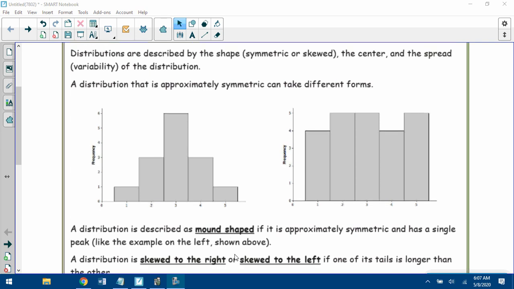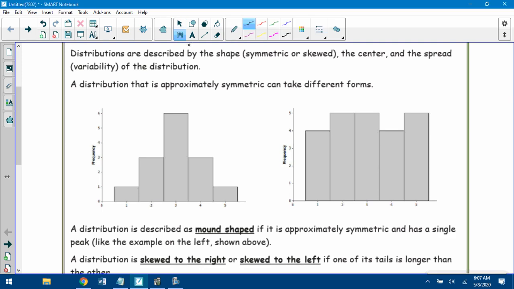The distribution is described as mound-shaped if it's approximately symmetric and has a single peak, like the example on the left. So another word for mound shape that they use sometimes, if I kind of connected the tops of all these boxes, what's the shape look like? That's why they call it a mound. But you might have also heard this called a bell curve. We'll be talking a lot about bell curves in the next couple days.